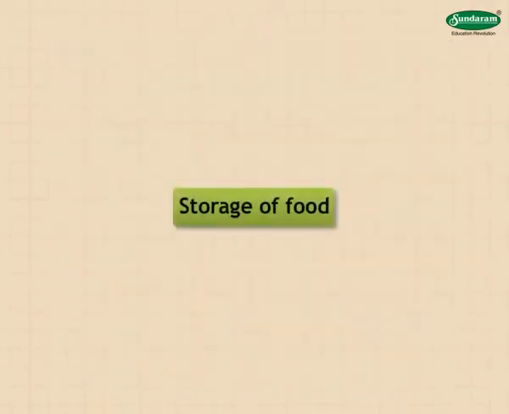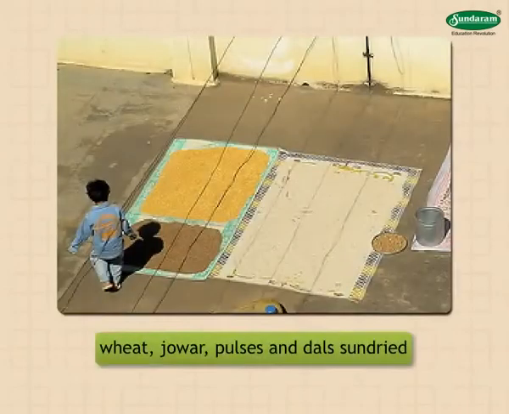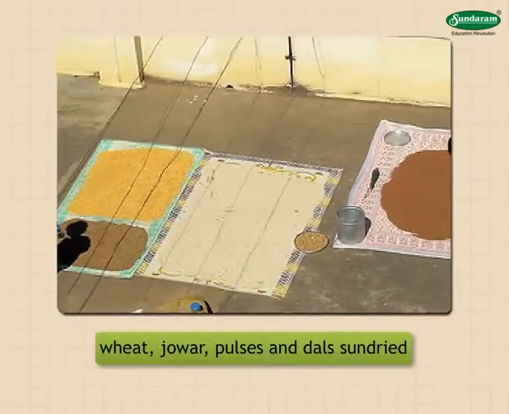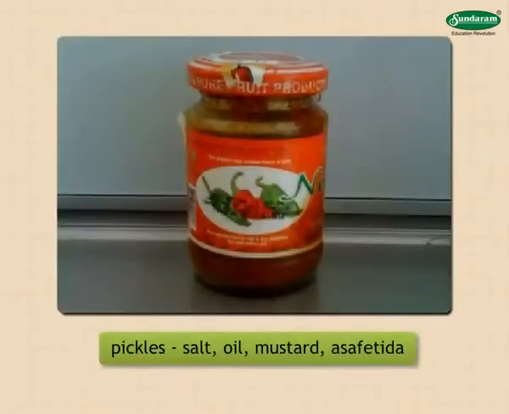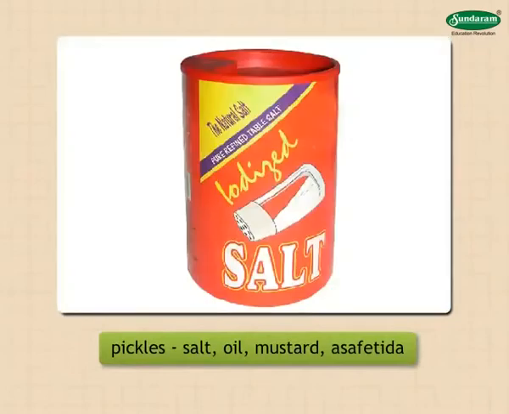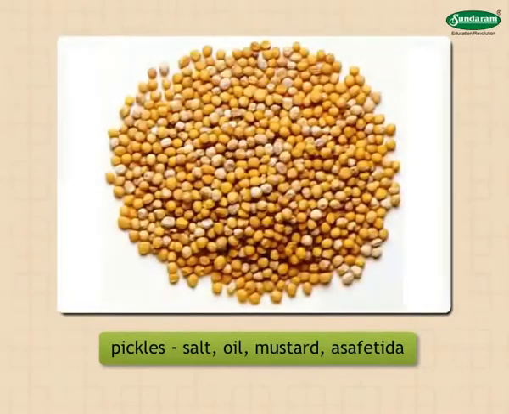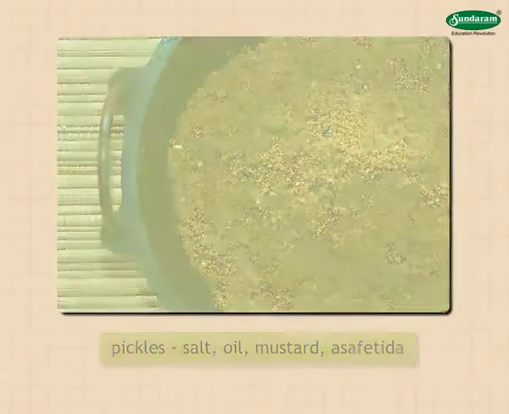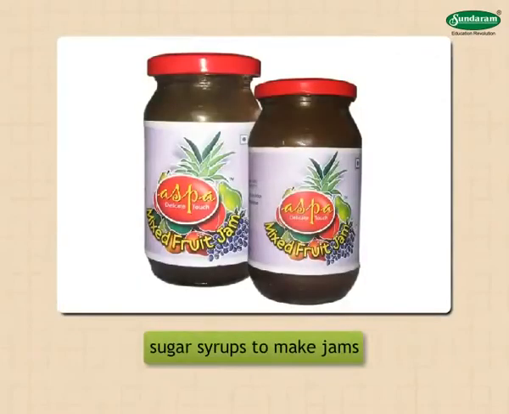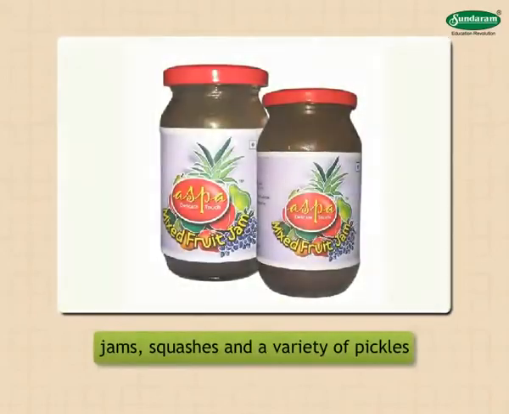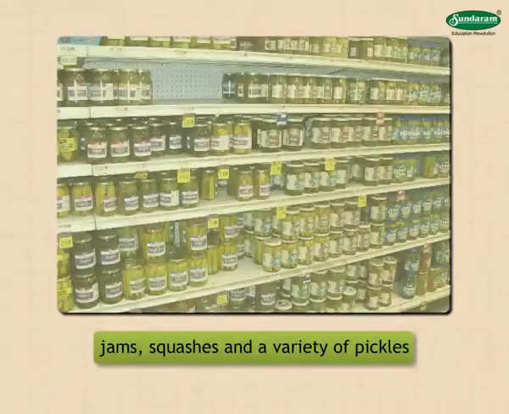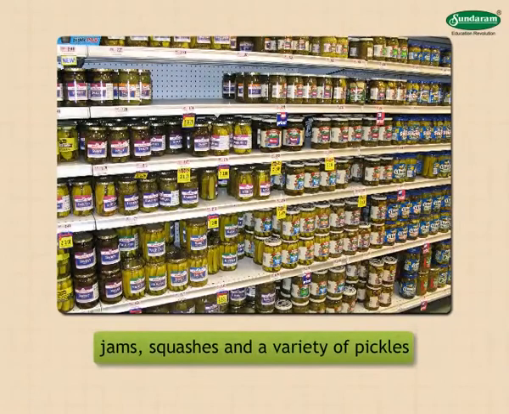Storage of food. To be able to use wheat, jowar, pulses and dals all through the year, they must be sun-dried properly and stored. To make pickles last the whole year and to make them tasty, we use ingredients like salt, oil, mustard and asafoetida. We use sugar syrups to make jams. Chemical substances are used for preserving the jams, squashes and a variety of pickles that we get in the market.